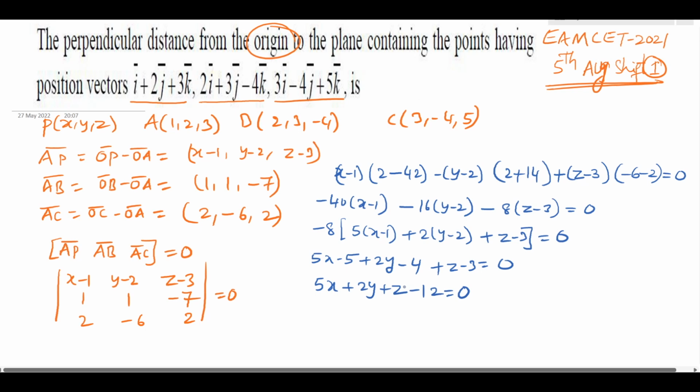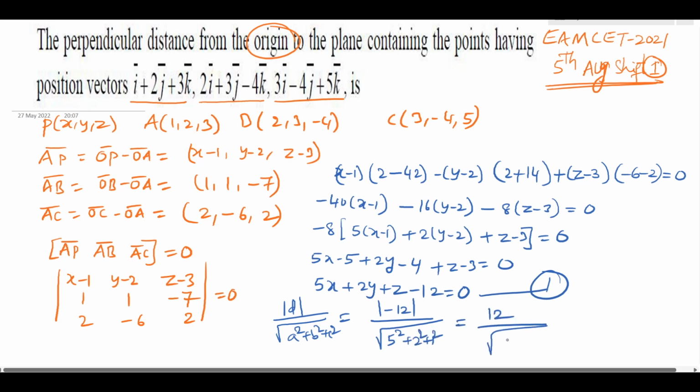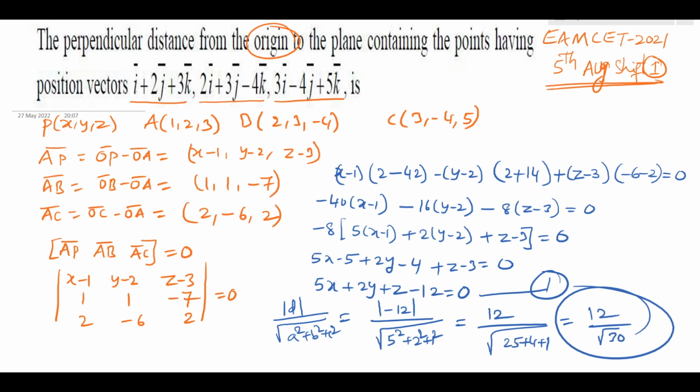Now we find the perpendicular distance from origin to this plane. That is, the perpendicular distance from origin is modulus of d by square root of a square plus b square plus c square. This is minus 12 by 5 square plus 2 square plus 1 square. This is 12 by under root of 25 plus 4 plus 1. That is equal to 12 by root 30. This is the perpendicular distance from origin to the plane containing the given points having position vectors.